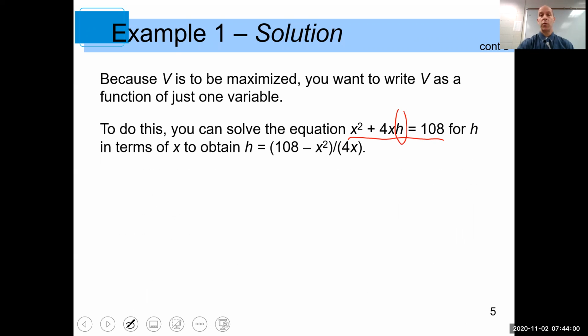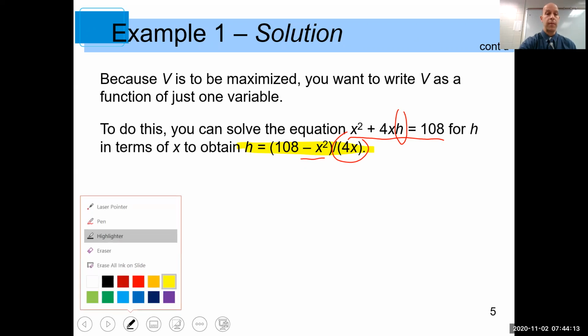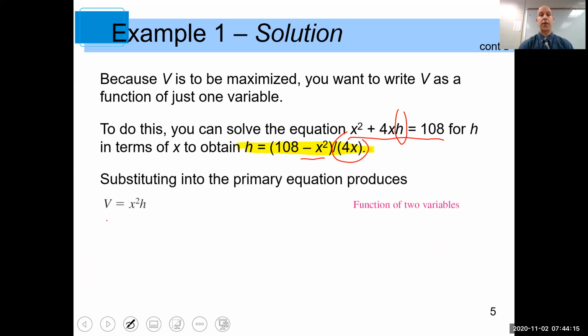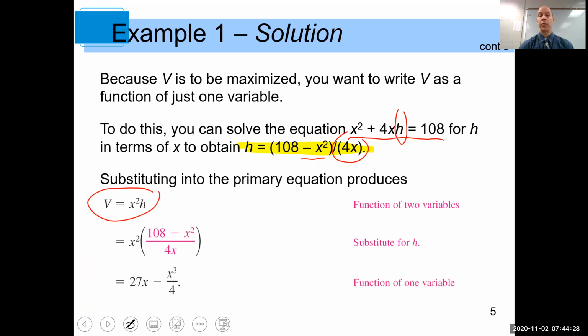The way we would do that is we would subtract the x squared to the other side, and then we would divide by 4x. So this is our secondary equation solved for the h variable. Now what we can do is substitute that into our primary equation. Our primary equation here is x squared times h. We made that substitution here in pink, and we can clean that up a little bit by using the distributive property. Now we have our volume function written in terms of just one variable, and that variable is x.